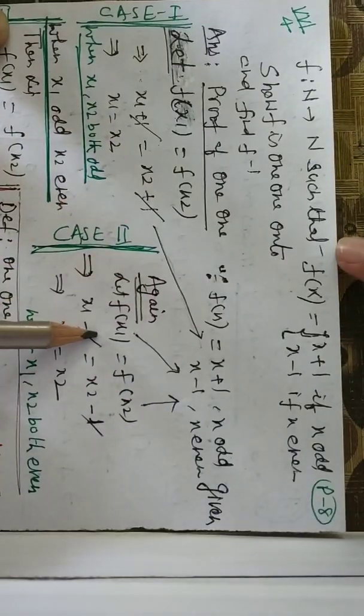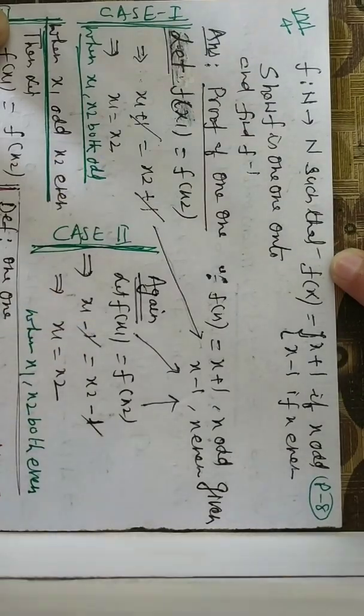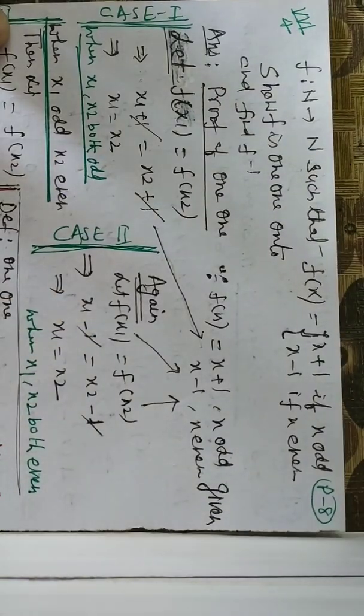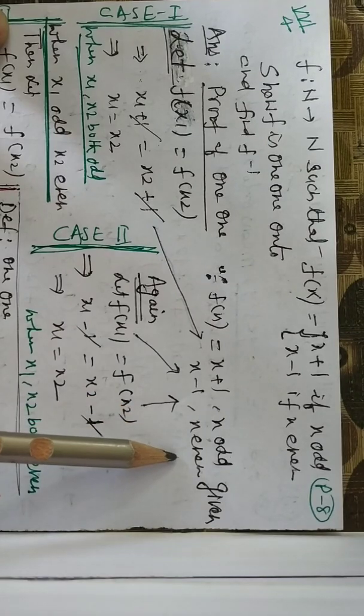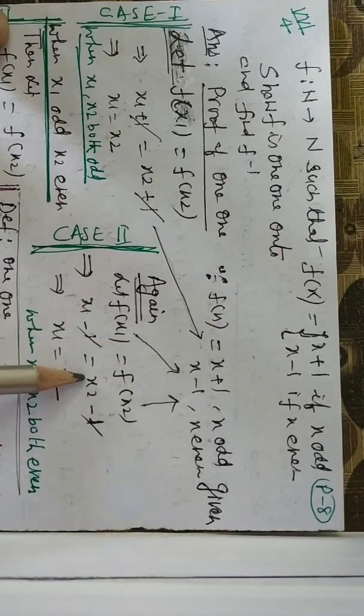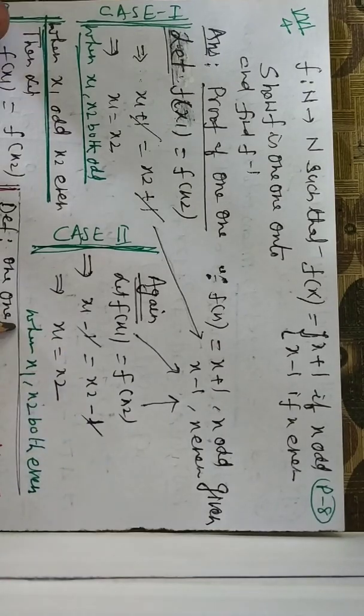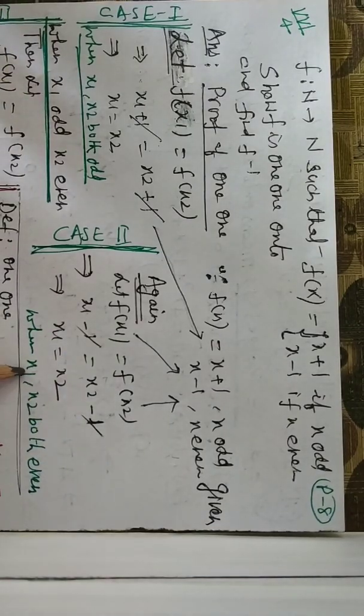Again, if f(x1) is equal to f(x2), then follow the even definition. x1 - 1 is equal to x2 - 1. 1 cancels, so x1 is equal to x2. Again, this is when x1 and x2 are both even.